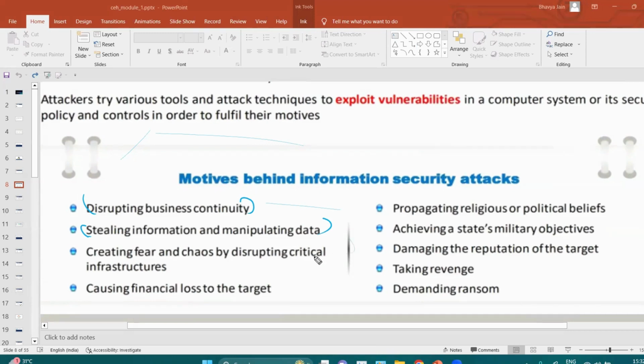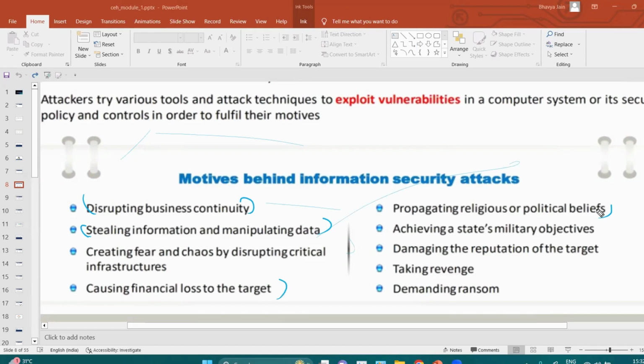Then causing financial loss to the target. Then propagating religious or political beliefs. There are many cyber terrorist groups who hack for promoting religious or political beliefs, for any religious reason or political reason. So that is propagating religious and political beliefs.